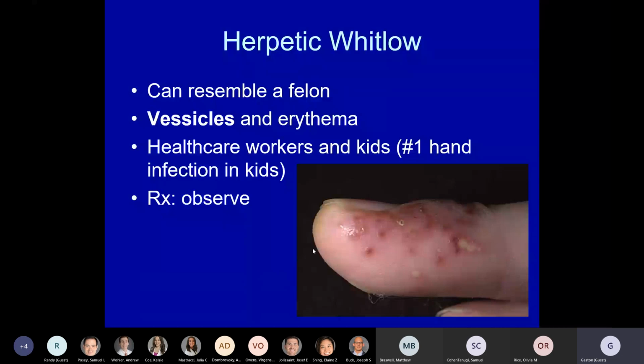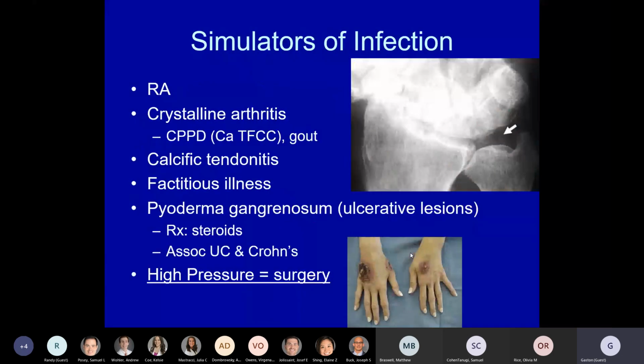Look at this picture and just remember, that's not an infection. That's herpetic whitlow. When you see these little white vesicles, herpetic whitlow, they're usually going to give you either a child or a healthcare worker. Answer: observation. If they gave you a really bad case in a kid, you could consider ganciclovir or acyclovir because there's a small risk of herpetic encephalopathy. Other simulators of infection, they may give you a calcified meniscus or a calcified TFCC. Remember, that's when you're thinking of pseudogout or CPPD.